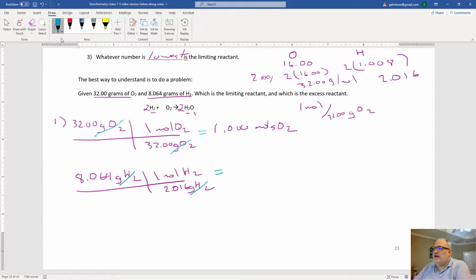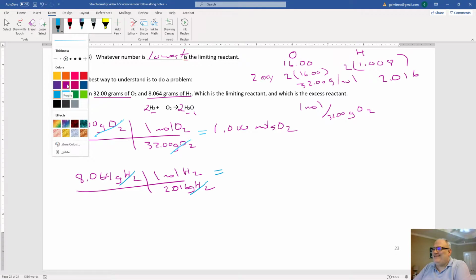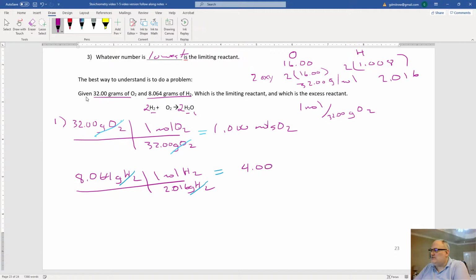And when I do the math, again, I kind of finagled the numbers in advance. I'm going to end up with 4.000 moles of H2. Now, just so you're aware, they will never work out this perfectly, but here's the tricky part, and this is really super cool. Step 2 is this. Once you know the moles of each one, you can take the moles of each one, 1.000 moles of O2, and divide it by the coefficient.